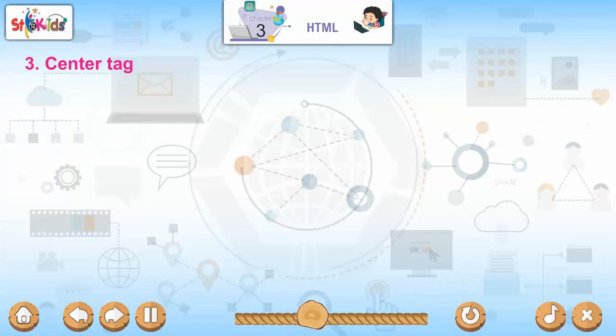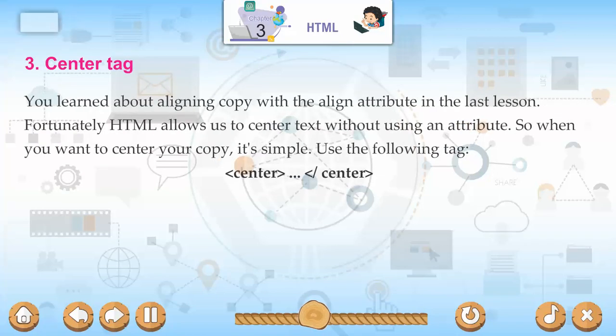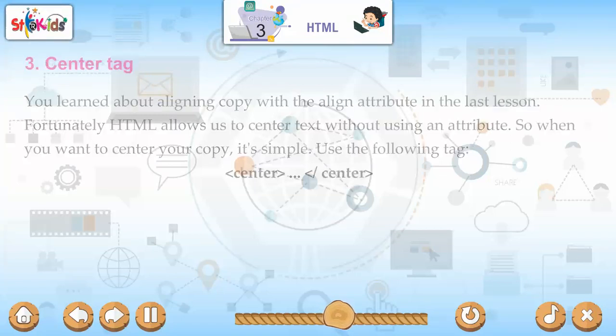Third, center tag. You learned about aligning copy with the align attribute in the last lesson. Fortunately, HTML allows us to center text without using an attribute. So when you want to center your copy, it's simple. Use the following tag. Opening tag, center, closing tag. Opening tag / center, closing tag.